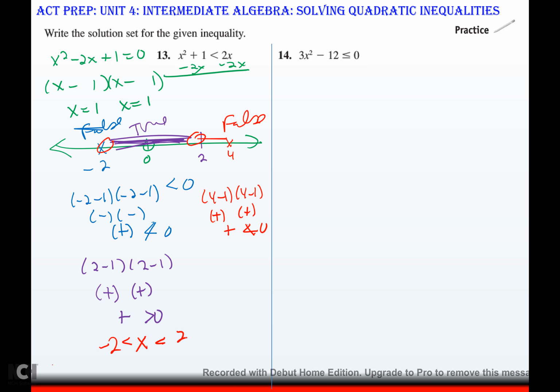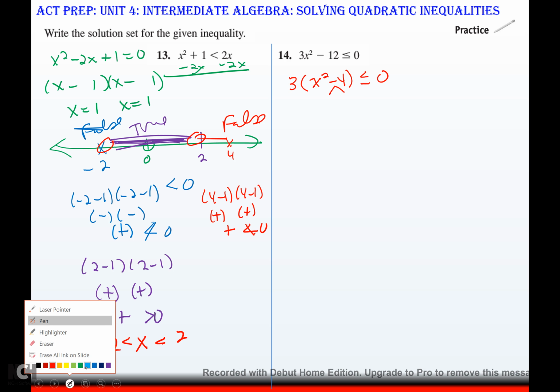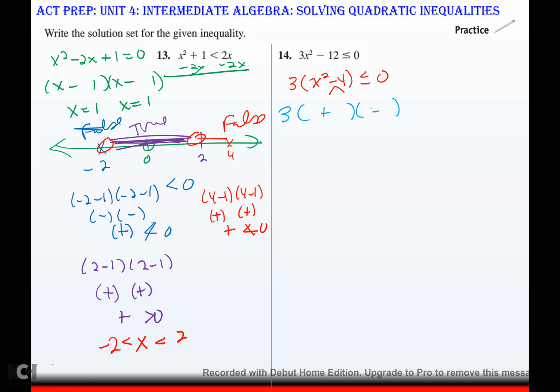Two terms. All I can do is GCF, but I can GCF a 3 out, which would leave x squared minus 4 less than or equal to 0. This is difference of squares, which is going to factor binomial, plus and minus. Square root of x squared is x. Square root of 4 is 2, less than or equal to 0.